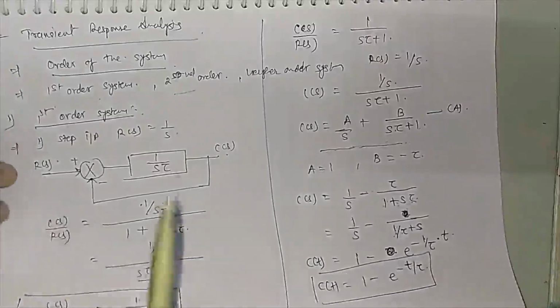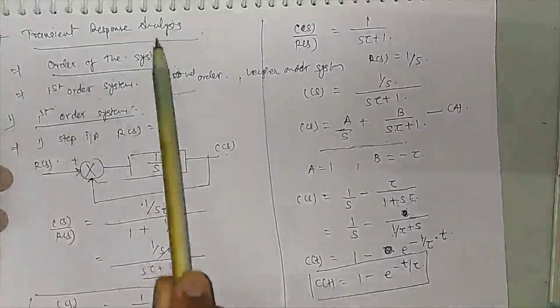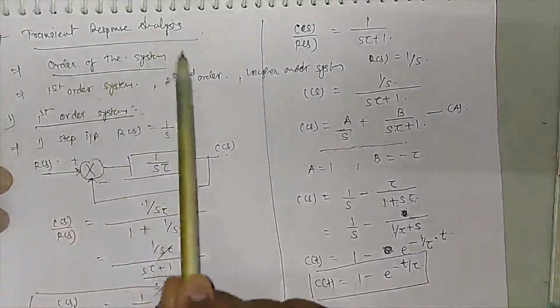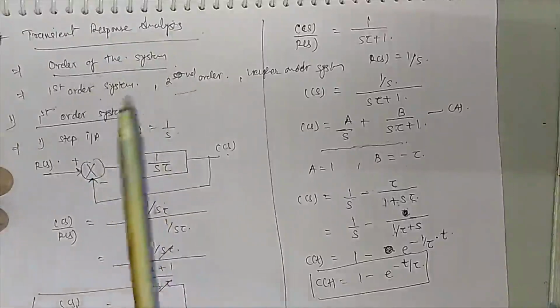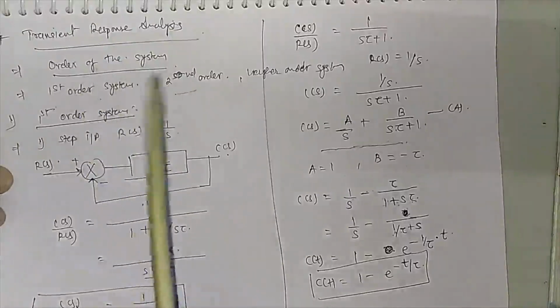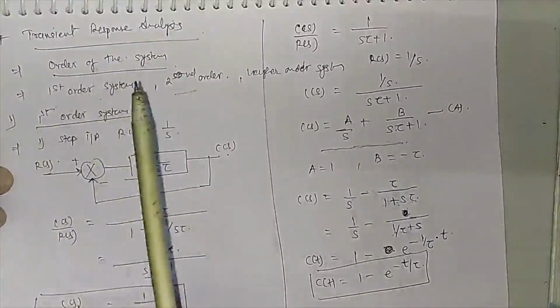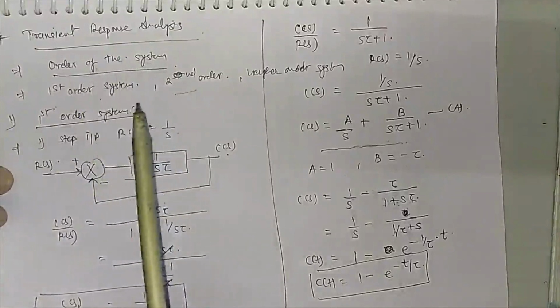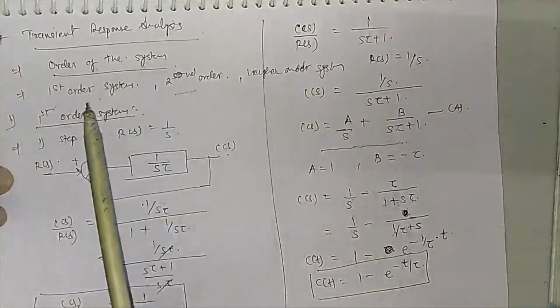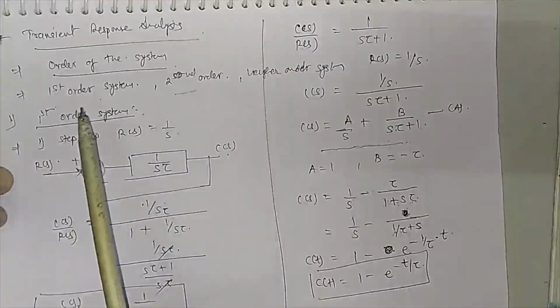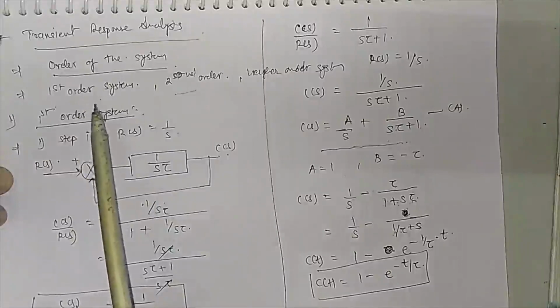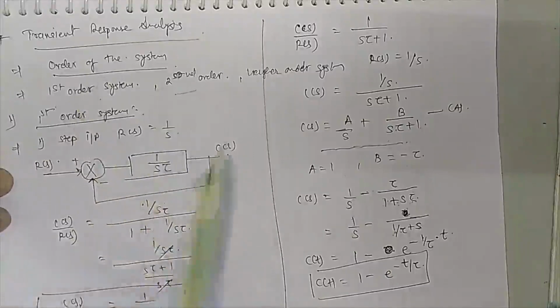So in the last lecture we have gone through the concept of transient response analysis. In the transient response analysis we have taken the order of the system. As we have discussed earlier also, what is the order of the system? This is the highest power of s present in the denominator of the transfer function, or the highest power of s present in your characteristic equation, which is nothing but the order of the system.